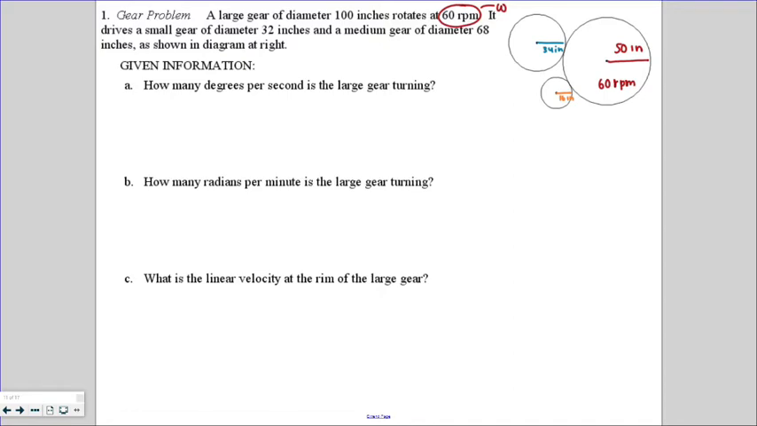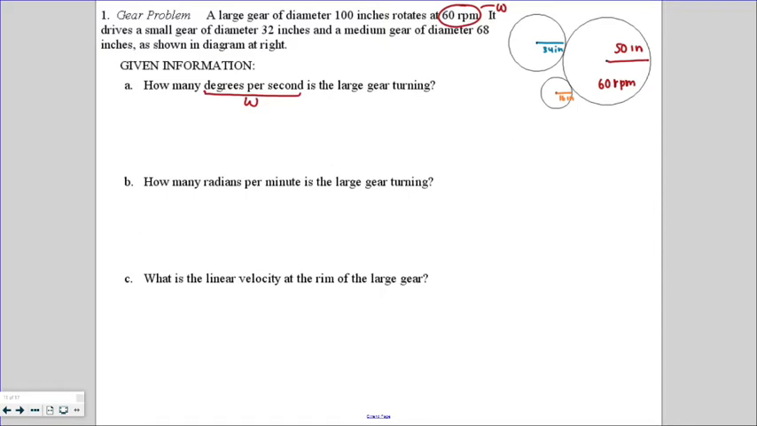And the first question that's up is how many degrees per second is the large gear turning? Now, how many degrees per second is our large gear turning? Degrees per second is angular velocity. But that 60 revolutions per minute is already angular velocity. So this is why I say think about what you're given first. We already have angular velocity, which means I don't need one of those 2 equations. We just need dimensional analysis to help us turn revolutions per minute into degrees per second.